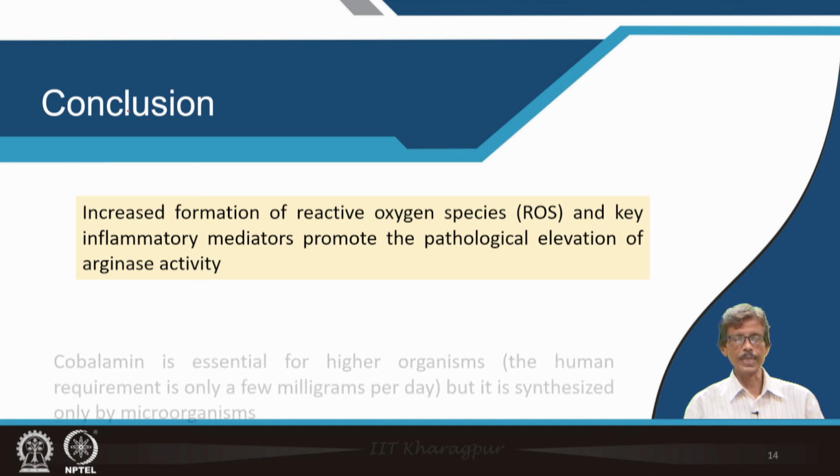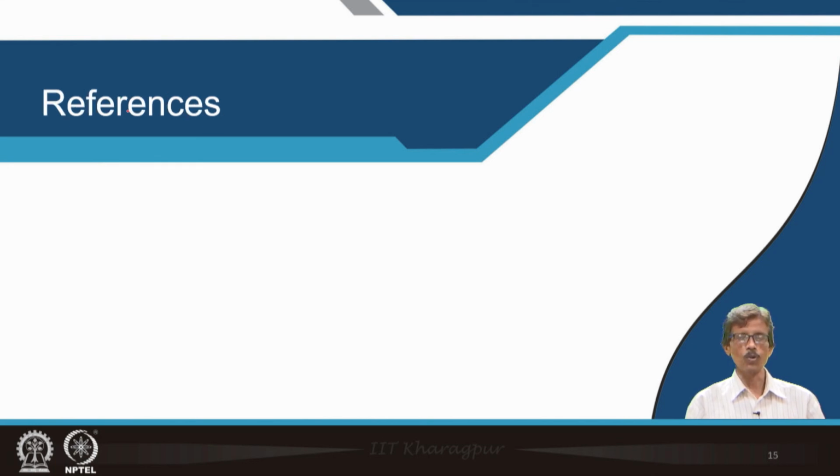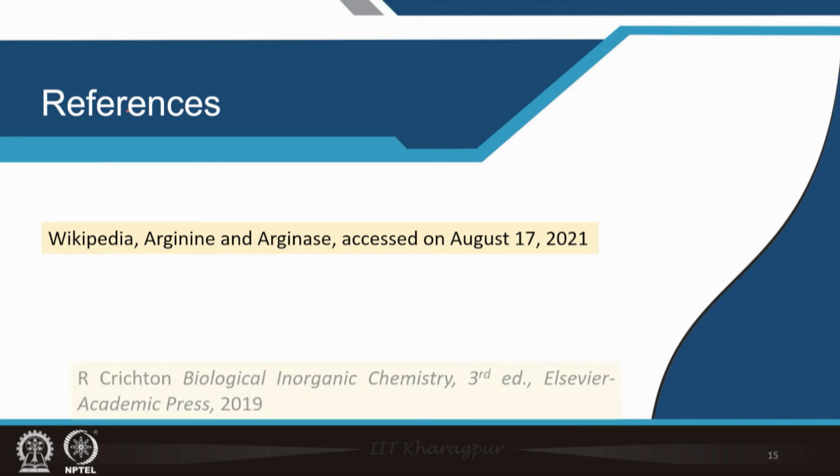And this cobalamin we require for our survival also, to stop pernicious anemia. The human requirement is only a few milligrams, but microorganisms all produce it for us. So, you read both the Wikipedia pages for arginine and arginase, and also the book of Crichton.